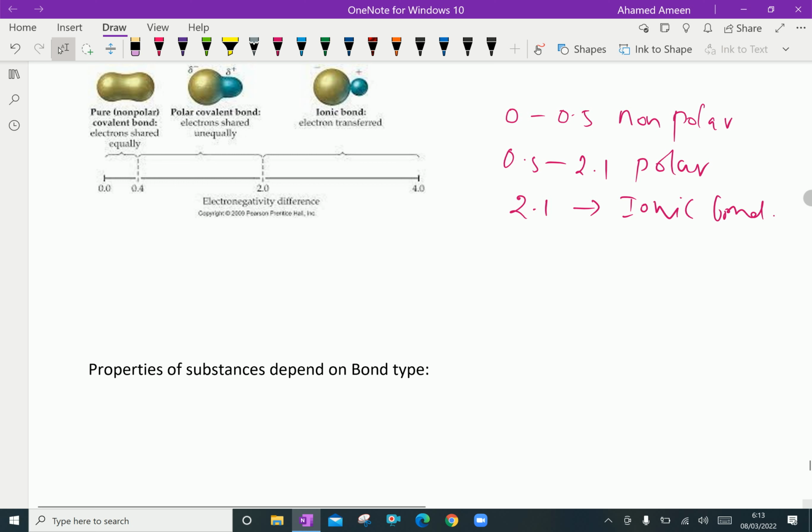Now, properties of substances depend on the bond type. Further discussion: the type of bond that forms determines the physical and chemical properties of substances. For example, metals such as potassium are very good electric conductors because they have plenty of free electrons in the outermost orbits. In the solid state, these are good electric conductors. This property is the result of metallic bonding.